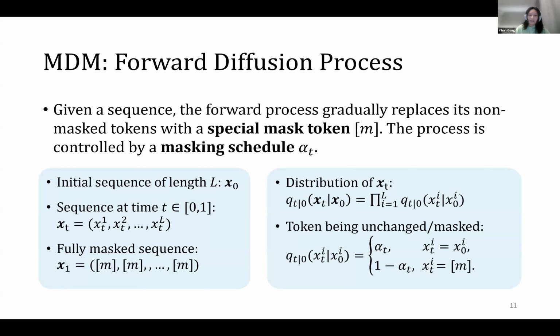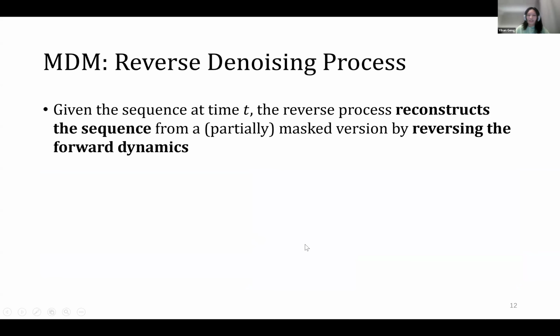Assume that Q represents the true data distribution over sequences. The distribution of x_t can be factorized across positions, since each token in x_t is independently sampled from either M or the original token, with probability determined by the masking schedule, as in this equation. The masking schedule of t is designed so that x_1 is fully masked and x_0 is fully unmasked. Building on this forward diffusion process, you can define the true reverse process here, which starts from a partially masked sequence at time t and aims to reconstruct the original sequence by reversing the dynamics of the forward process.